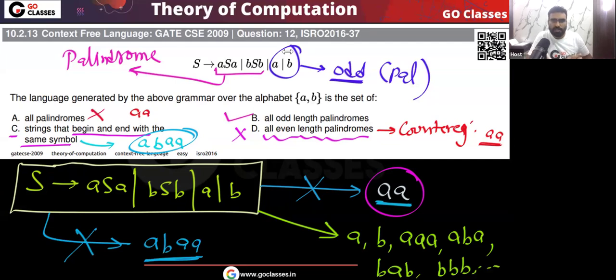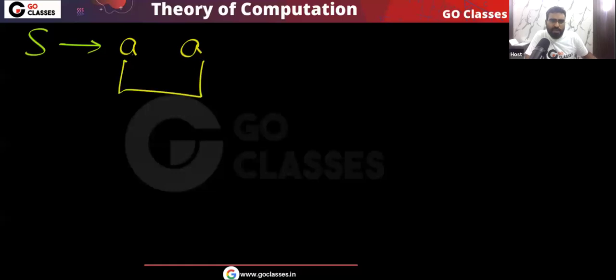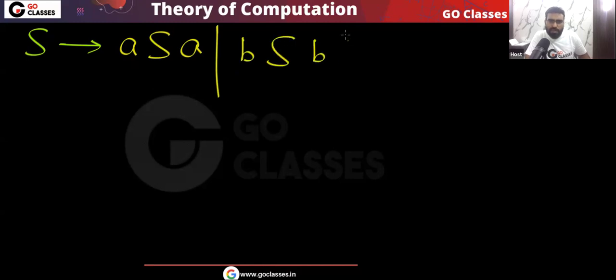So this is the complete analysis of this question. I hope you understood. Now let me tell you one thing. We have already seen this in our lectures also, but you can easily understand that this is a standard grammar for palindrome. Basically, if you want to create a palindrome, then the first and last symbol must be the same. If the first symbol is a, then the last symbol must be a. In between, you can create a palindrome. If the first symbol is b, the last symbol must be b. In between, you can create a palindrome.